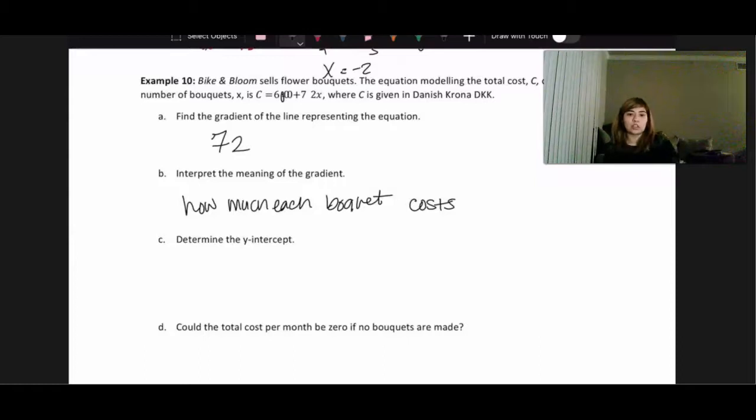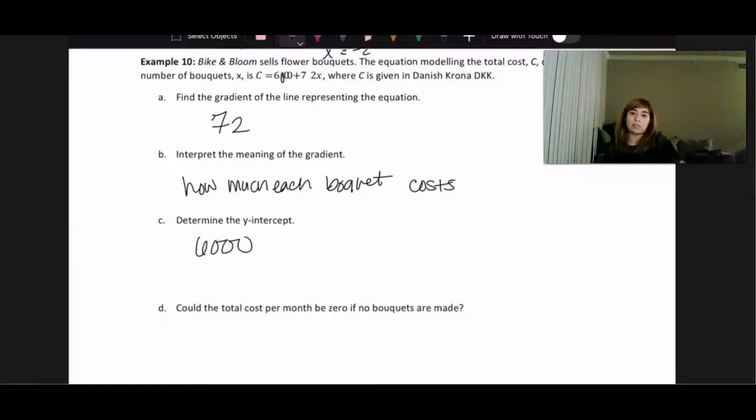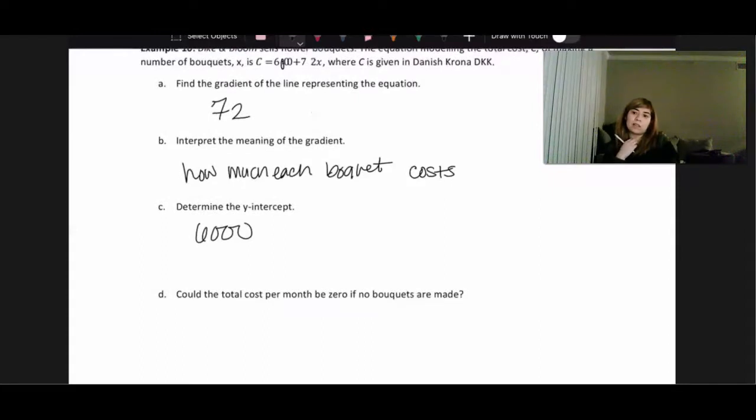Now, determine the y-intercept. So in this case, since it's in gradient-intercept form, the intercept is the number without the x. So, the 6,000. And if we're interpreting what this means, there's a base cost of 6,000 that goes into the total cost. That might just be how much a company that you're buying from charges you. This is a flat rate. And then you have the extra $72 for each bouquet you sell, or each bouquet you make. So that's just a flat rate.